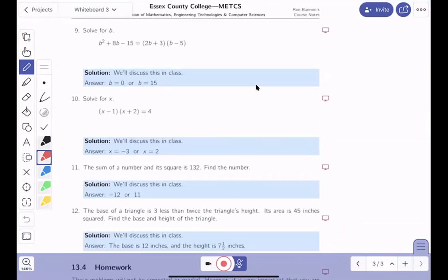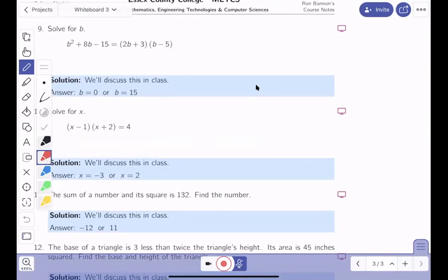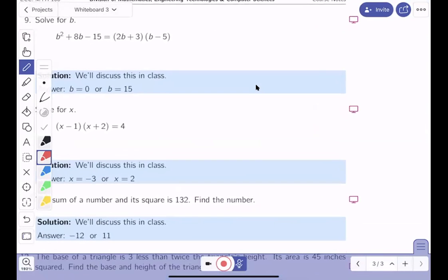And number 9 says you couldn't possibly do this. We don't give you questions you can't do. It will be awful. It really would. So what I'm going to claim is I got to get a 0 and a product. Let's write this down step by step. So b squared plus 8b minus 15. On the right side, I would get 2b squared. And let's see, you get minus 10 plus 3 is minus 7b. Again, 2b times minus 5 is minus 10, and 3 would be minus 7b, minus 15.